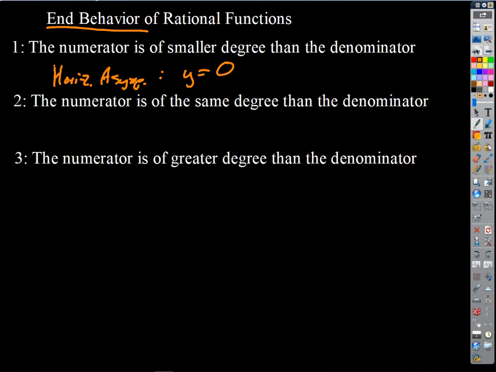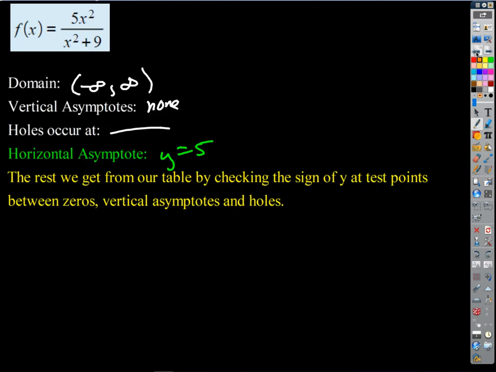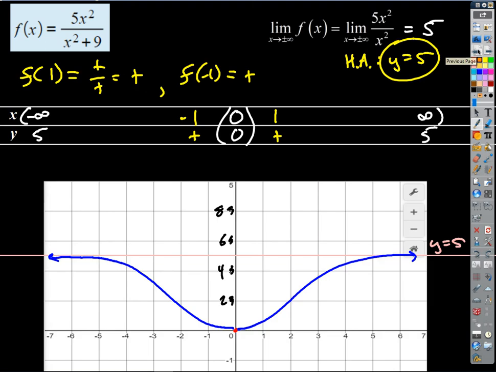Okay, what about the next case? What if the numerator is the same degree as the denominator? That was our second example. Right there, what did we find? Okay, and we got the answer 5. Could we have seen the answer 5 without even taking the limit? Where? Coefficient of the same power.